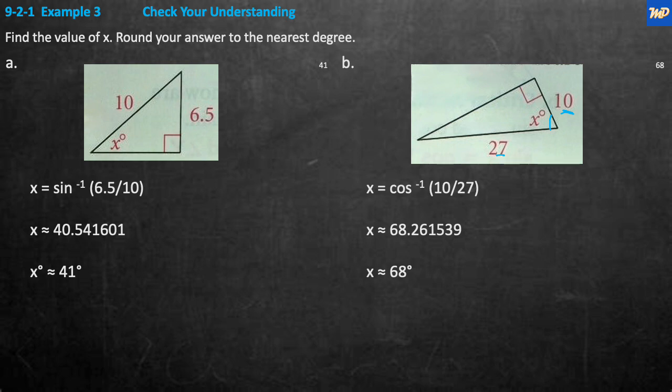68.261539, on and on and on. Okay, and that's in degrees. So we now have our angle in degrees. And so that angle is approximately, rounded to the nearest degree, the 0.2 will round down. So it's 68 degrees. Okay?